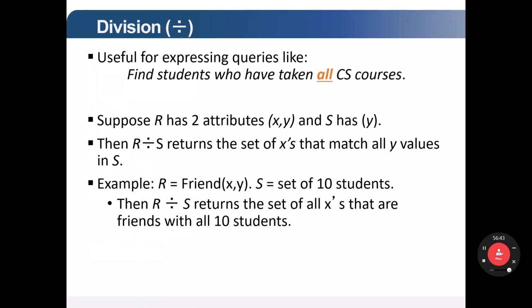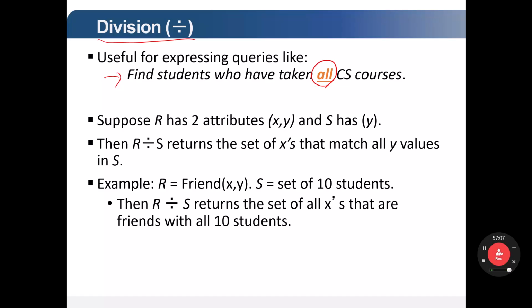Personally, I think this division is the most difficult relational algebra operator. And this division operator is useful for expressing queries like this. If a query statement has an "every" condition or "all" condition, you should think of the division operator. Why?